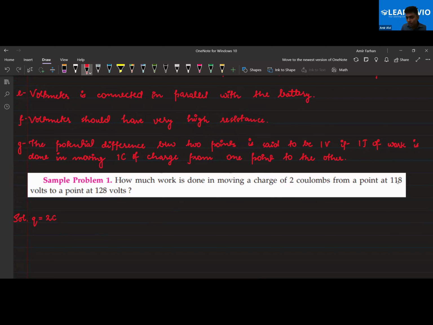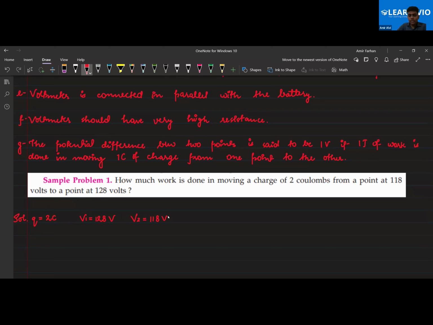From point 118 to point 128 volt. It means that point A is at higher potential. I'm assuming that point A is at higher potential, that is 128 volt, right everyone? And point 2 is at lower potential, 118 volt. You see this thing everyone, that two points are given to you, they are not potential difference.